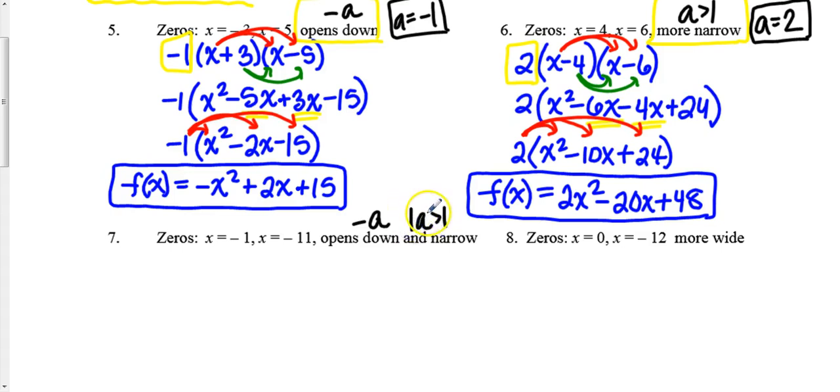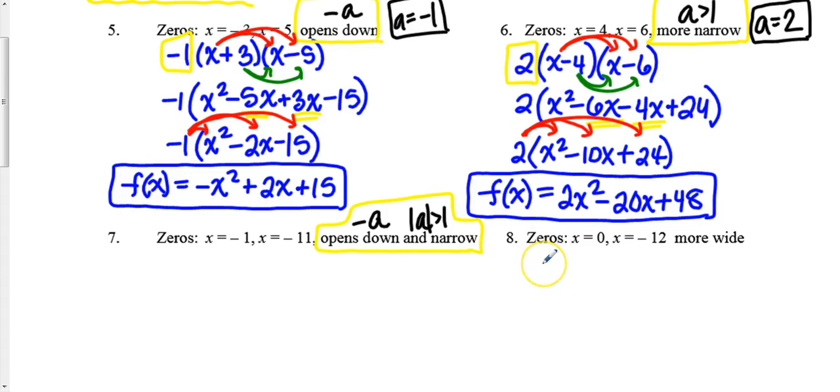And this is where writing those absolute value bars might help you out. Because if you don't, you might think to yourself, wait, how can a be negative and greater than 1? Remember that when we talk about narrow and wide, we're just talking about the actual numerical value of a. Ignore positive or negative. That's what it means to just focus on the absolute value.